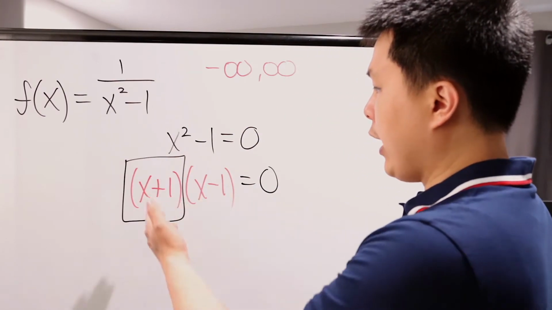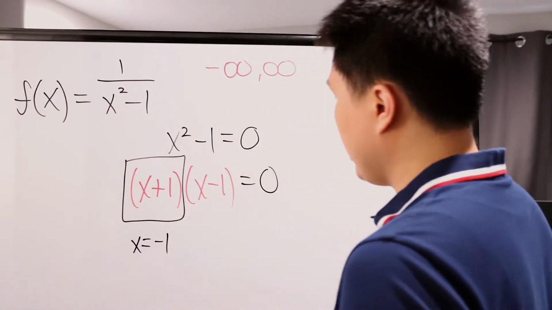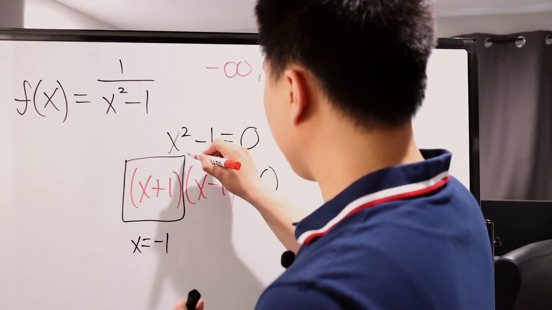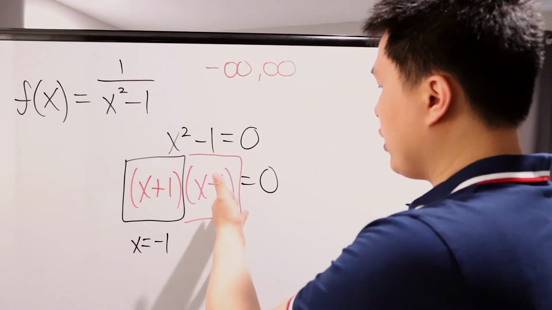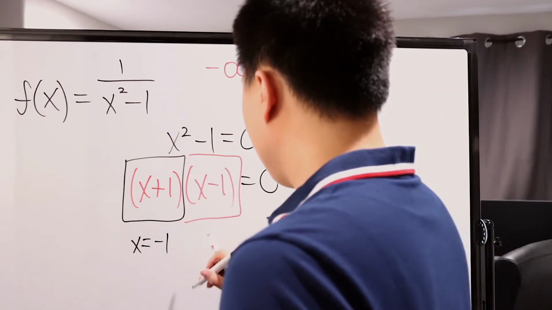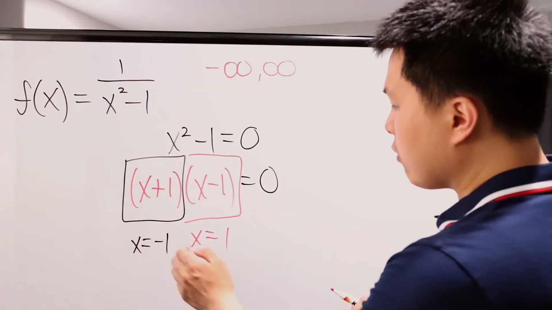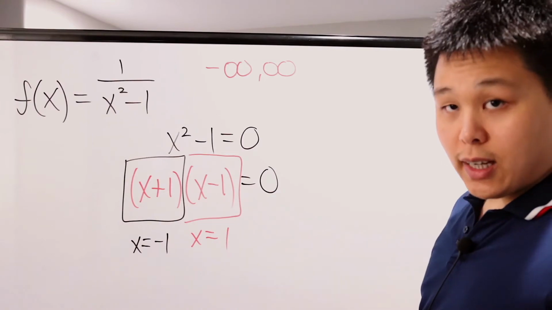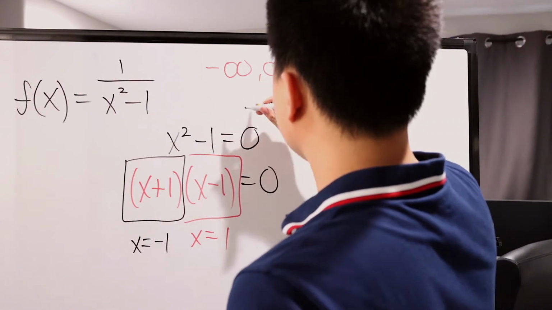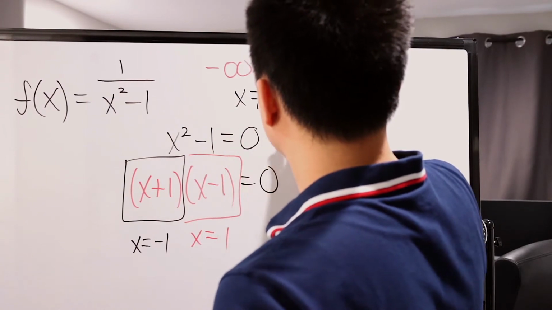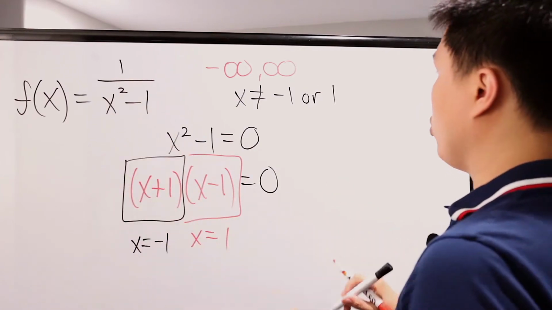Well, x plus 1. x must be negative 1. Okay? Now, if we're looking at this one right here, x minus 1, what must x be for this to be 0? Well, x must be 1. So if x is negative 1, or if x is 1, it does not work. Good. Now we're going to actually rewrite it. So x cannot equal negative 1 or 1. Other than that, everything else works.